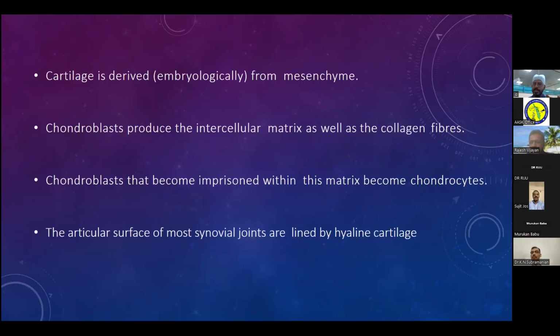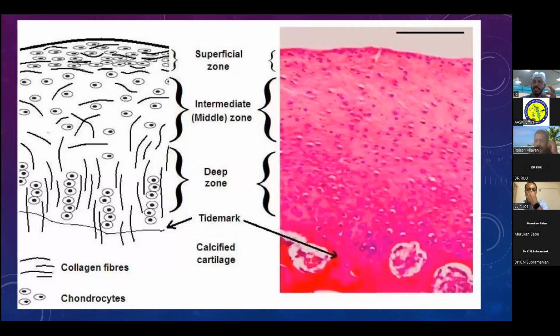Cartilage is derived embryologically from mesenchyme, and the cells that become imprisoned within this matrix become chondrocytes. The articular surface of most synovial joints is lined by hyaline cartilage. These are the zones we can see: the superficial zone on the top, the intermediate zone, and the deep zone with the tidemark over there and the calcified cartilage below.